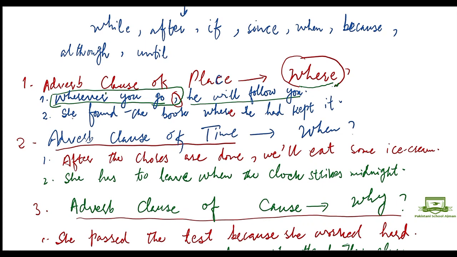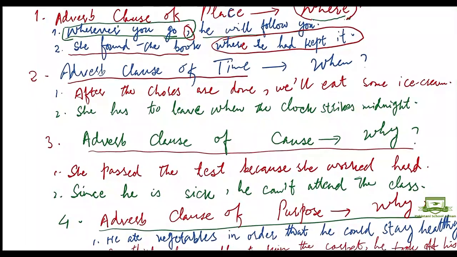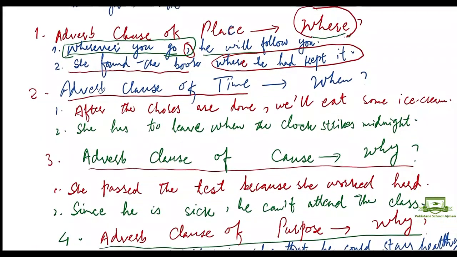But if your sentence starts with the main clause, "She found the book where she had kept it," this is an adverb clause, and we have not separated it with a comma because our main clause is starting the sentence. Both these encircled clauses are adverb clauses of place, and they answer the question where.